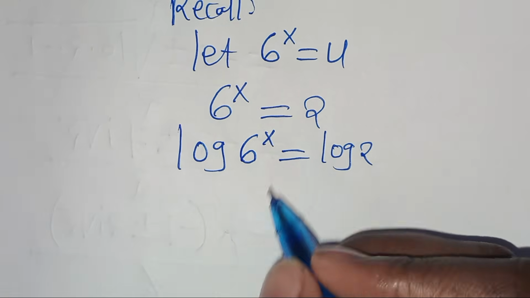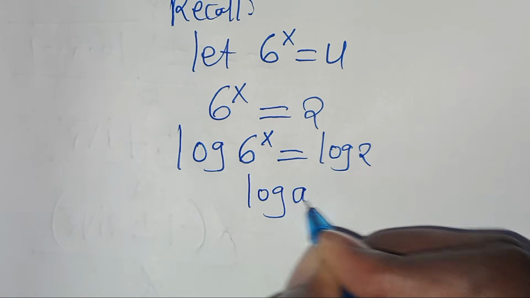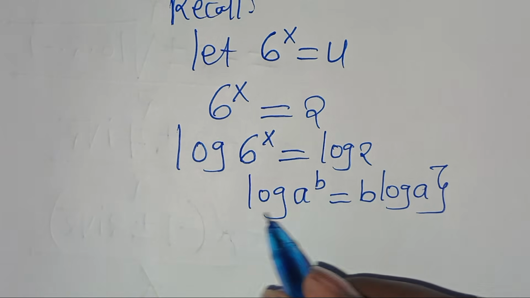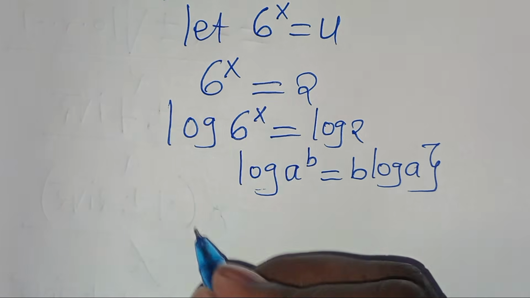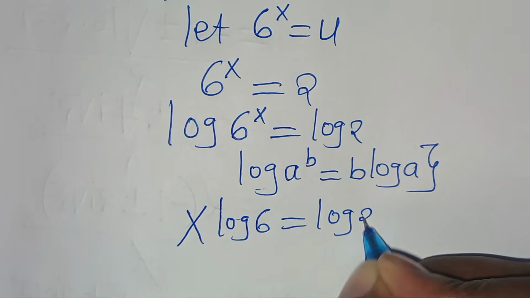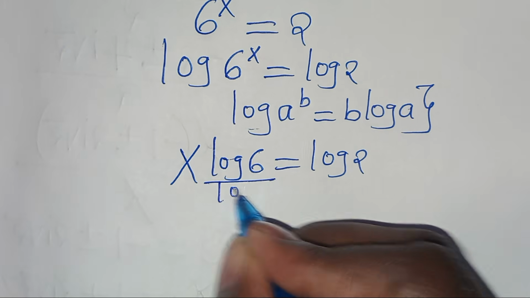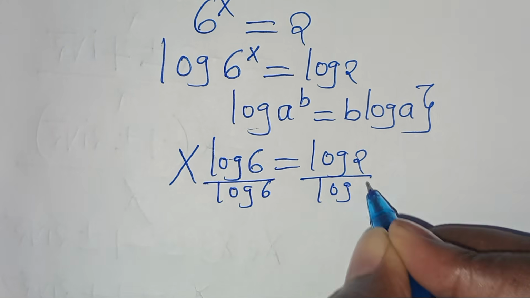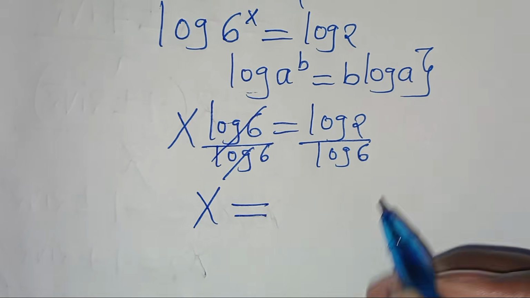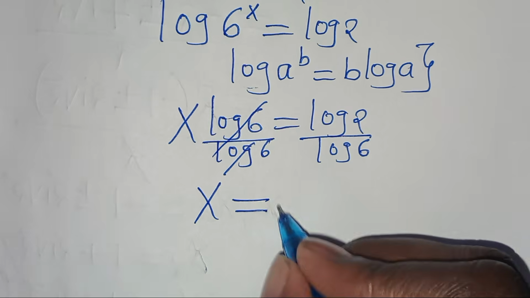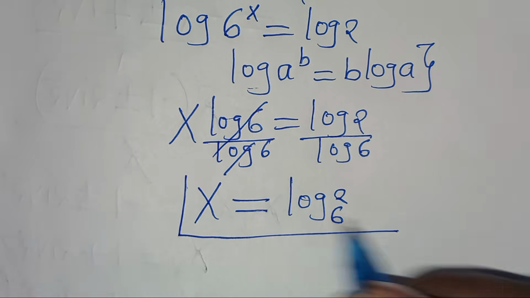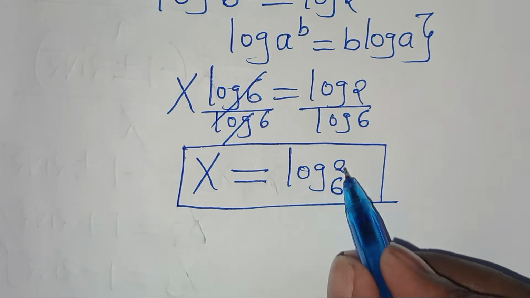So log 6 to the power of x is in the form of log a to the power of b, which can be expressed as b log a. Applying this power log property, log 6 to the power of x becomes x log 6, which is equal to log 2. So let's divide both sides by log 6. Simplifying, x is equal to log 2 divided by log 6. This is the same thing as log 2 to base 6. So this is the value of x.